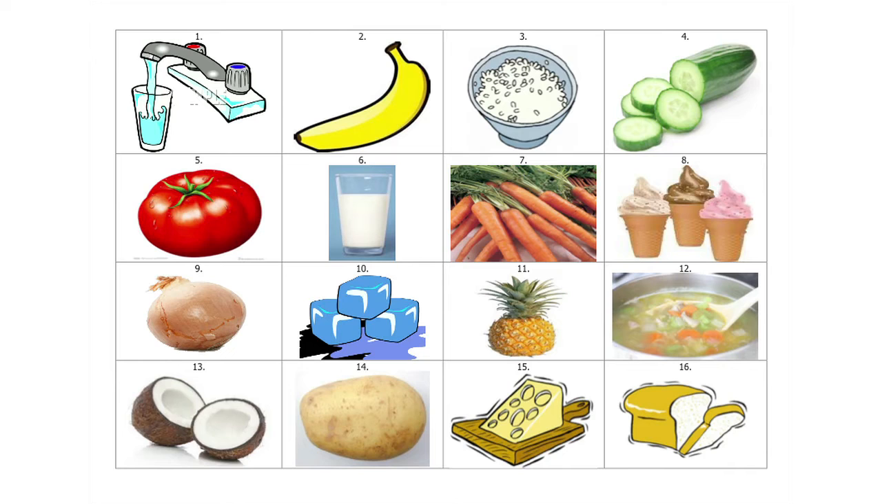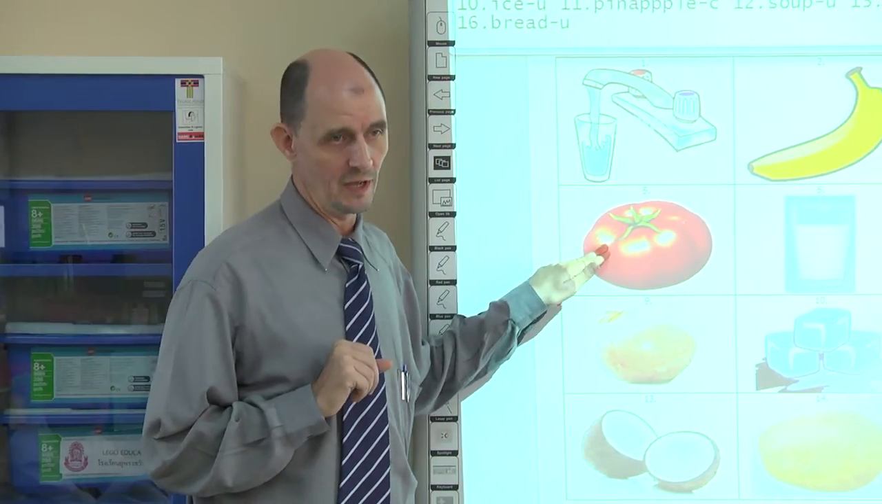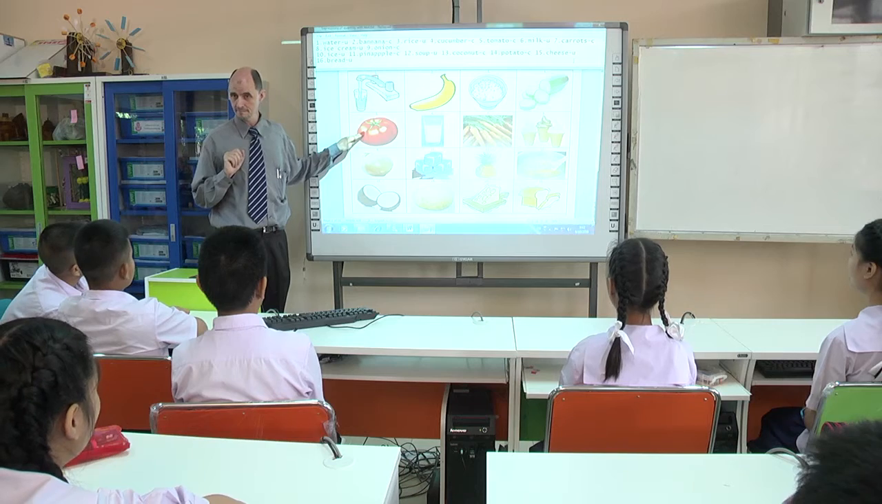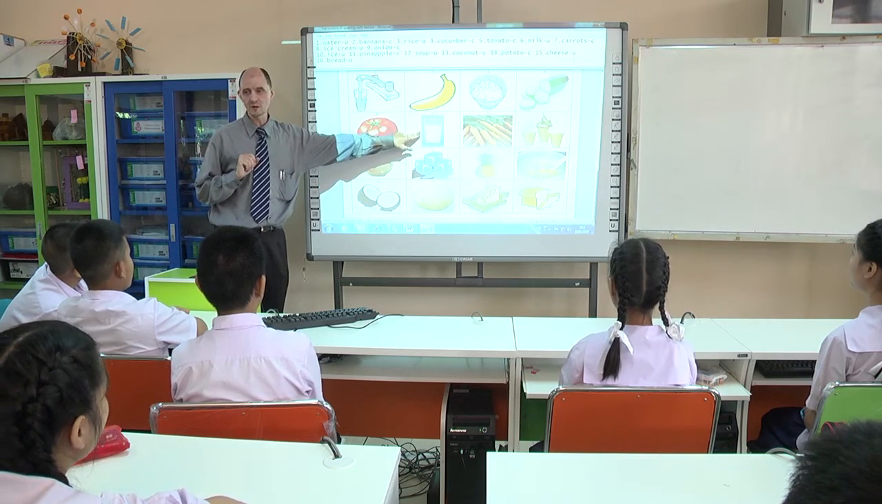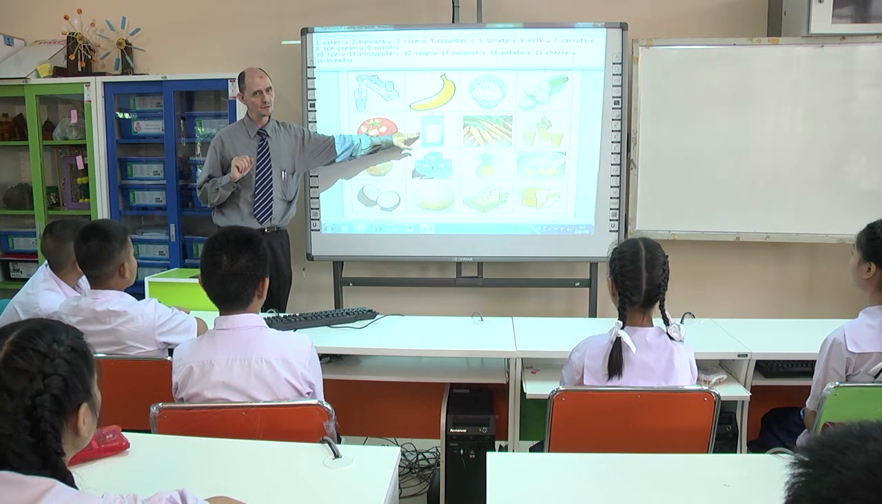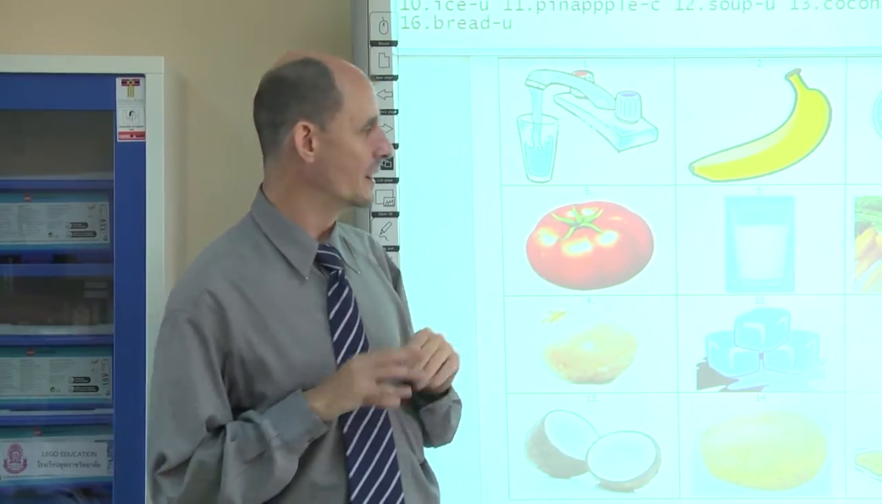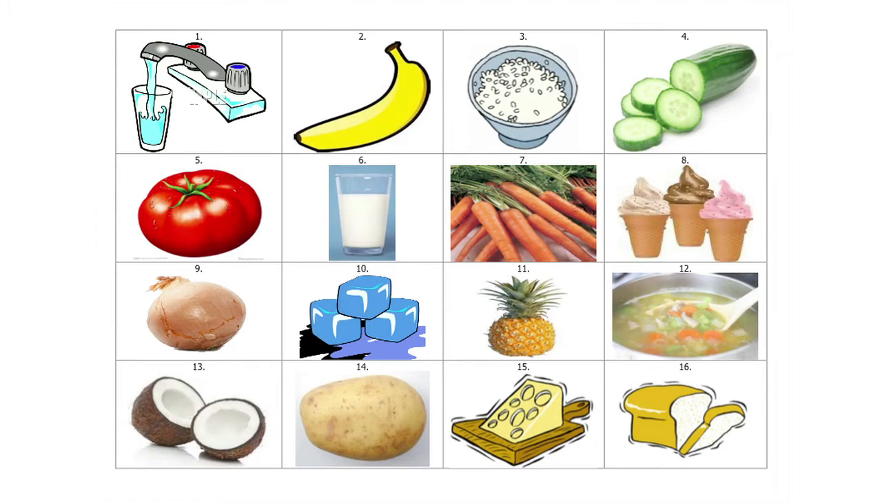What is number 4? Cucumber. Everyone say cucumber. Good. Is it countable or uncountable? Countable. Good. What is number 5? Tomato. Is it countable or uncountable? Countable. Number 6. What is it? Meal. Good. Is it countable or uncountable? Uncountable. Number 7. What is it? Carrot. Is it countable or uncountable? Countable.